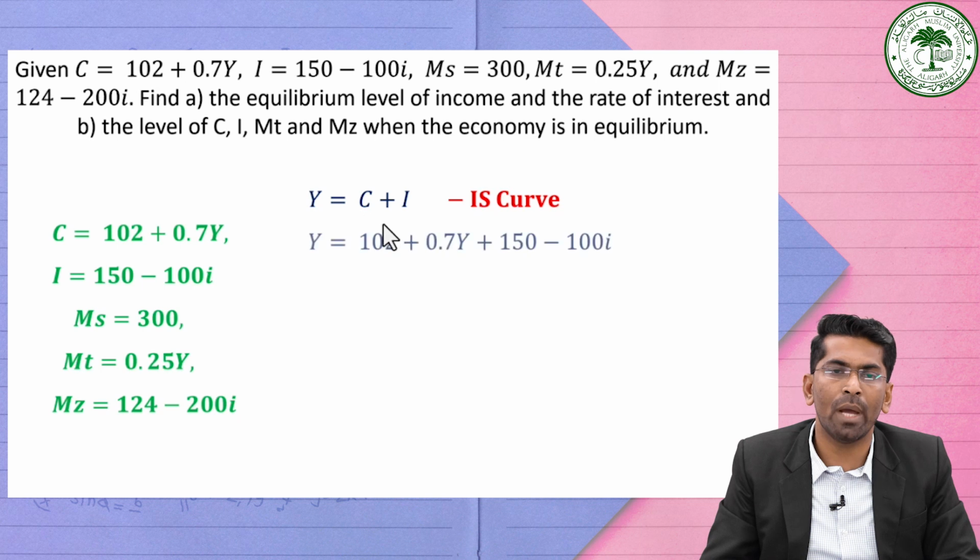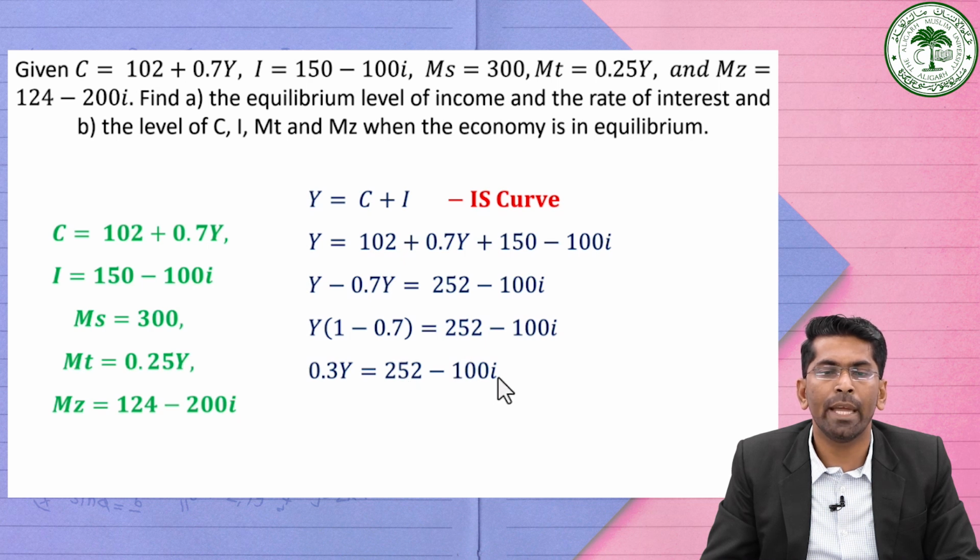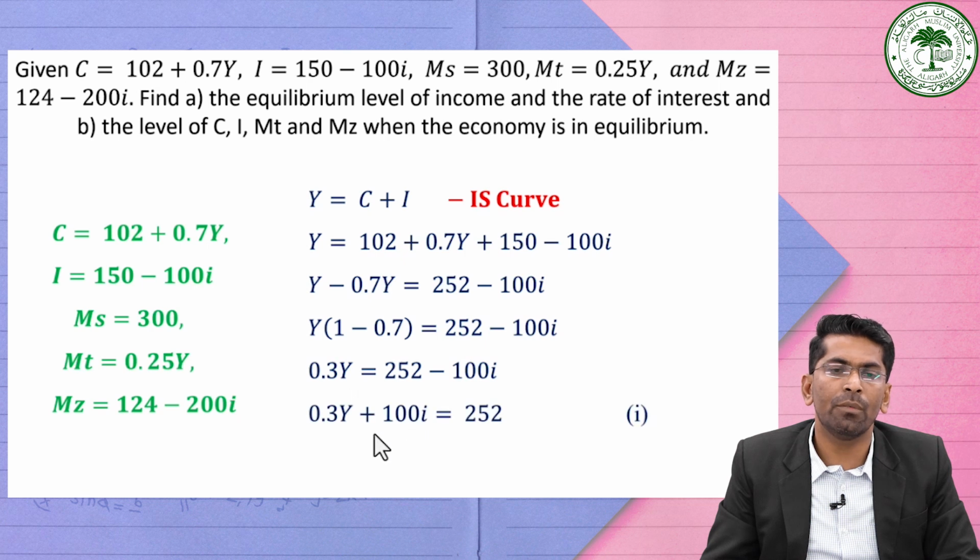We just substitute these values here, so it becomes Y equals 102 plus 0.7Y plus 150 minus 100i. Taking 0.7Y to the left side of the equation, it becomes Y minus 0.7Y, which is equal to 252 minus 100i. Taking Y outside because it is common, what remains is 1 minus 0.7, which is 0.3Y, equal to 252 minus 100i. Now taking the minus 100i to the left side, it becomes plus 100i, which is equal to 252. I am treating this as equation number 1, which represents the IS curve.